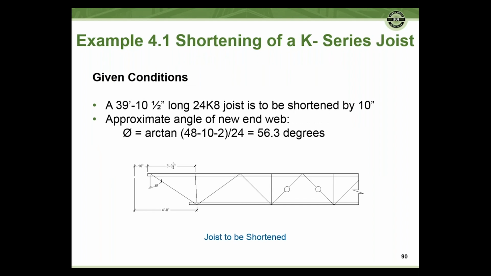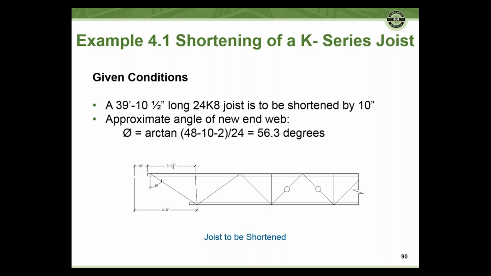We're going to go over a quick example from chapter 4. There's a quick example of shortening a joist. We're going to just go over that real fast. Some of those things we're going to do, what we just mentioned. Our given condition was a 39-foot, 10.5-inch long, 24K8, and it needs to be shortened 10 inches. So our sketch down the bottom shows that joist shortened 10 inches.